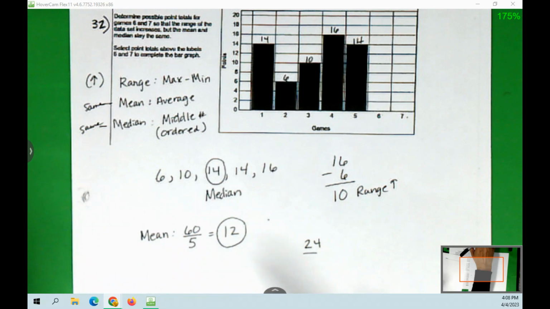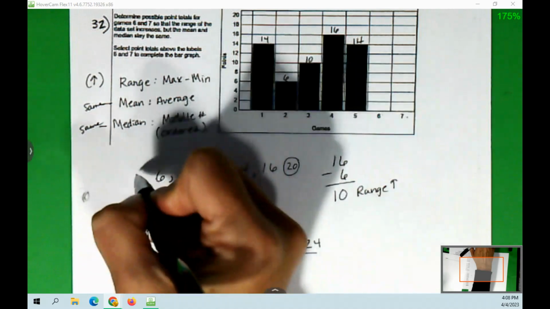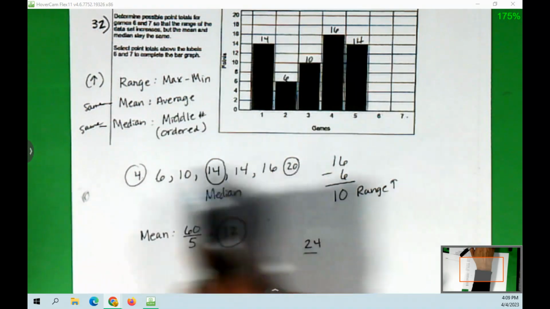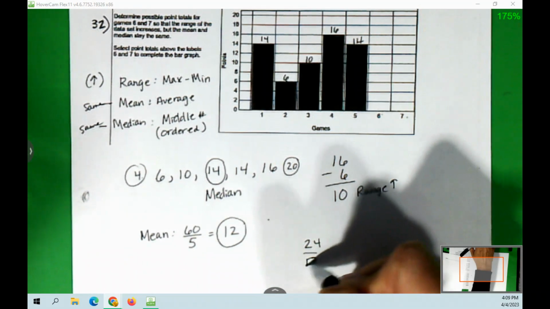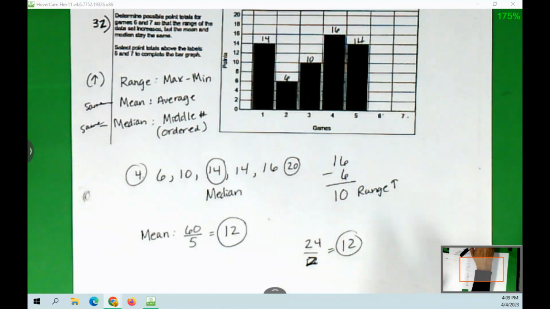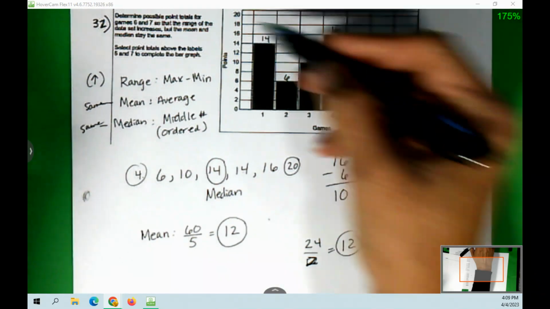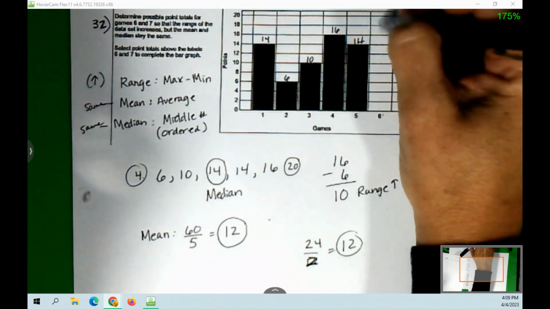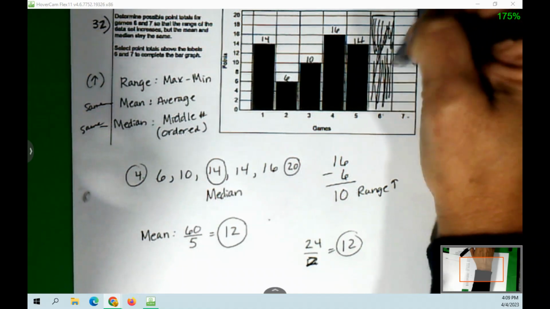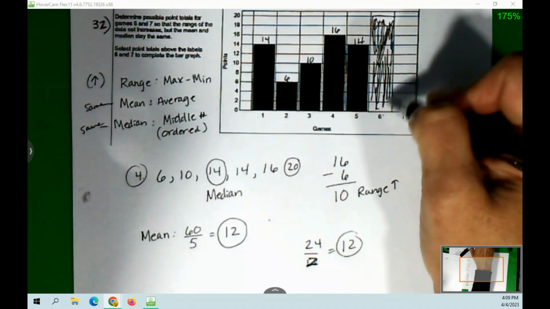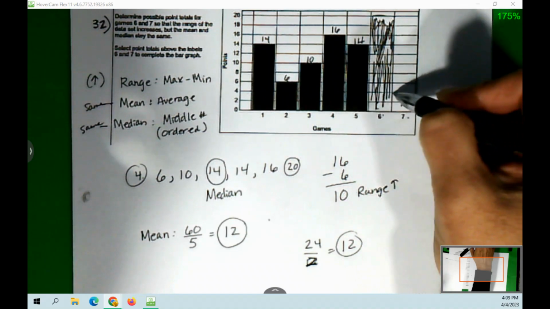A pair that comes to mind for 24 is 20 and 4. So if I put 20 over here and 4 out here, that's going to increase my range. And 24 divided by 2 is still 12. So those 2 numbers would work. This bar does go up to 20, so that works. It doesn't matter which one you shade, but I might shade this one up to 20. And this one I would go up to 4. So that's 2. Here's 4 going across. There's 4.